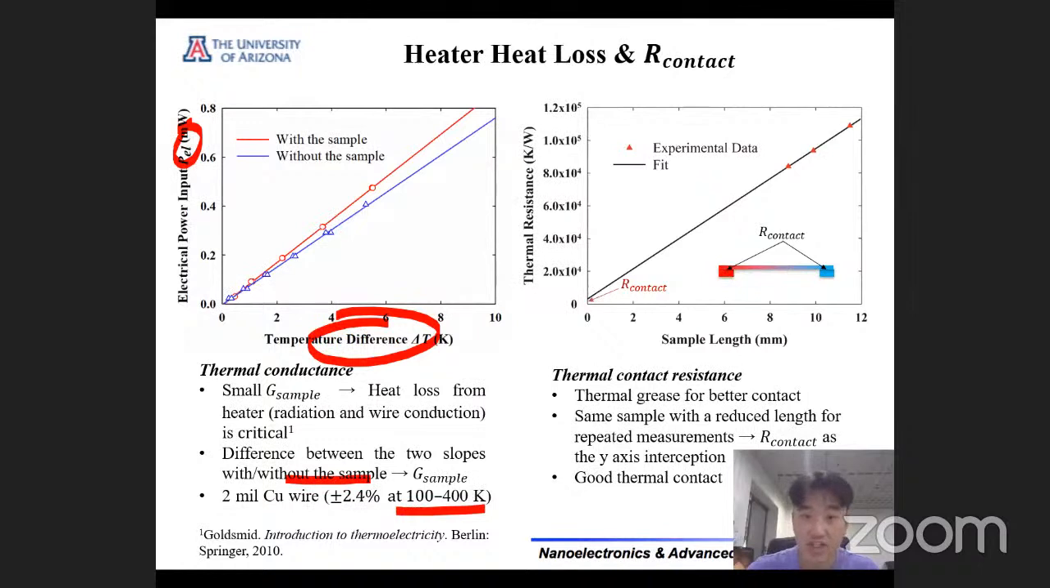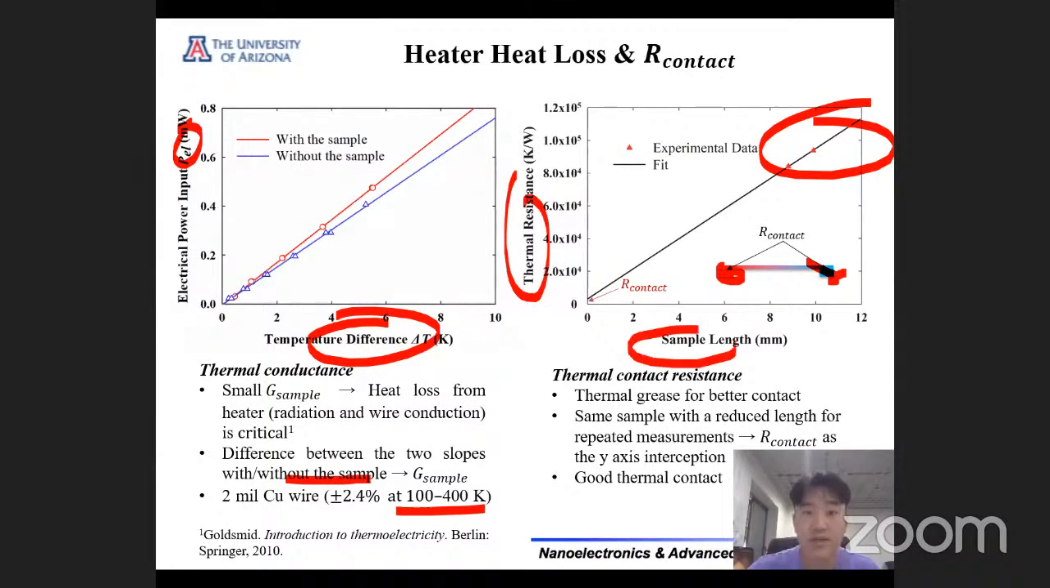Another concern is the thermal contact resistance on both ends of the samples. We used high thermal conductivity thermal grease for both ends. We carried out repeated measurements on one sample with reduced length. If we plot the thermal resistance R sample versus the sample length, the y-axis intercept of the plot gives the contact thermal resistance, which is very small. There is a good thermal contact, with a 3.7% error relative to the smallest R sample.